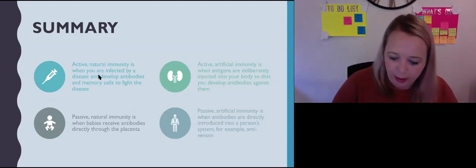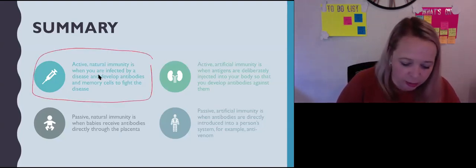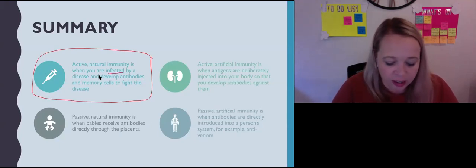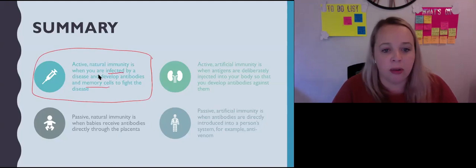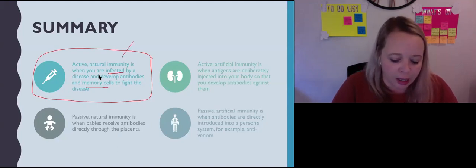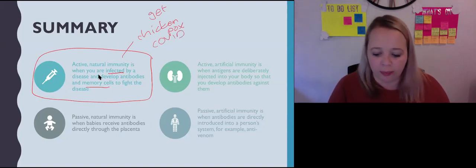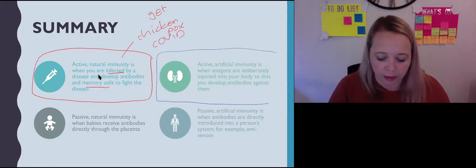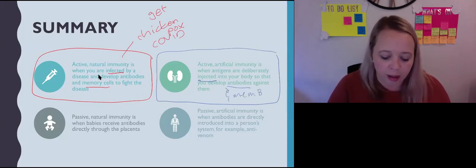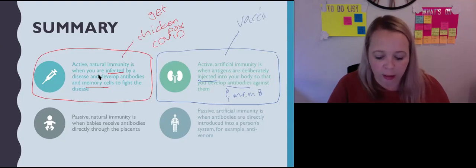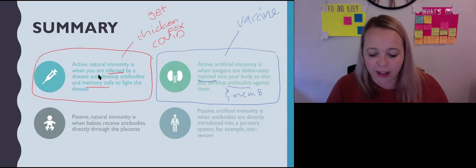So this one here is your active natural immunity. So this is when you are infected and you develop your own antibodies and memory cells. All right, so this is things like the chicken pox. If you get the chicken pox or if you get COVID, that would mean that you are developing active natural immunity. The next one we're going to talk about is active artificial immunity. This is when you inject them and you develop your own antibodies and memory cells. All right, this is a vaccine. A vaccine will give you this artificial active immunity.